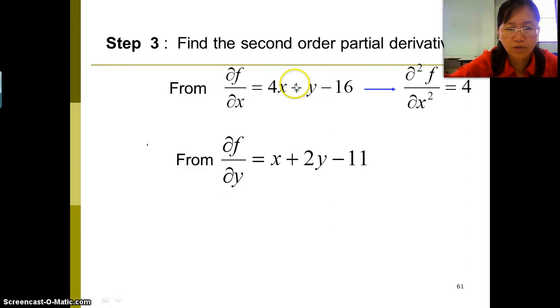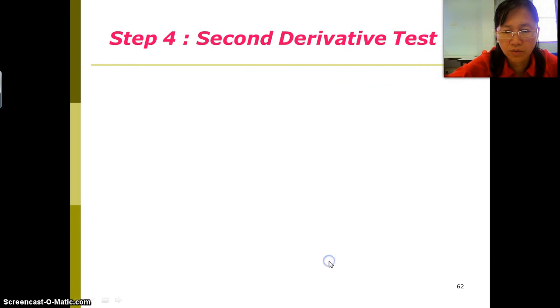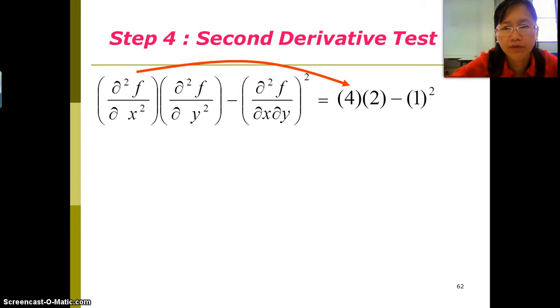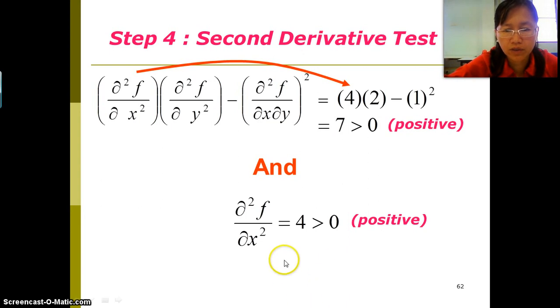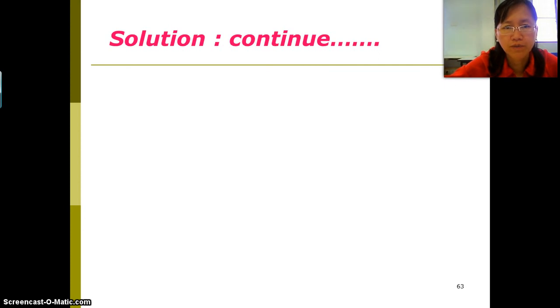And then from the first order del f over del y, we differentiate again with respect to y. For the first term, x is a constant, so differentiating with respect to y, we get 2. The third term, constant 11, gives 0. And then we find the mixed second order partial derivative, del square f over del x del y, and get 1. So finally, we go to using the second derivative test. From the discriminant formula, we substitute our second order partial derivatives and we calculate, we get positive, and we have to check again del square f over del x square, we get also positive. So conclusion, we get a minimum point.